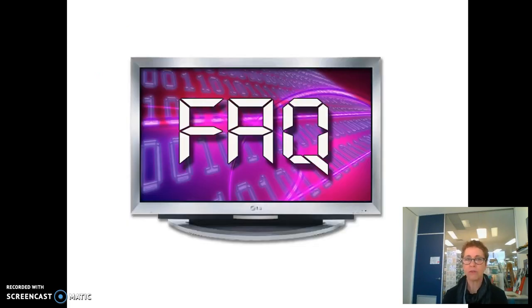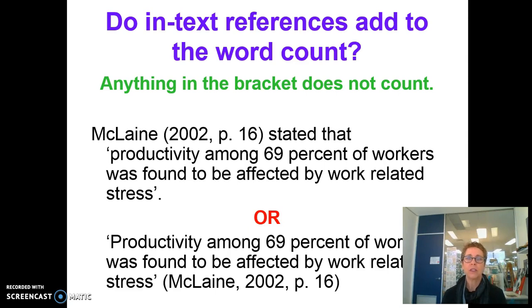All right, so we have some frequently asked questions here. Do in-text references count to the word count or add to the word count? The answer generally is no. Anything in the bracket does not count. But you need to be careful here, because for some of you, your word count is going to be really important. Some of you are going to want to write a lot, and you have to keep to the word count, which for your research outcome, if it's written for RPB, is 2,000 words.